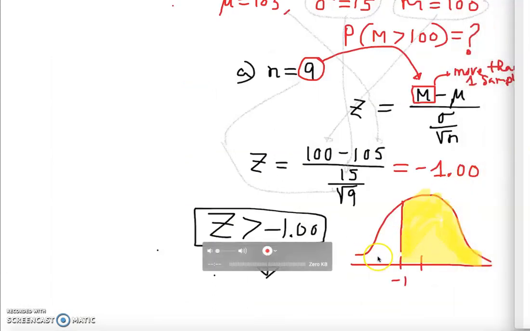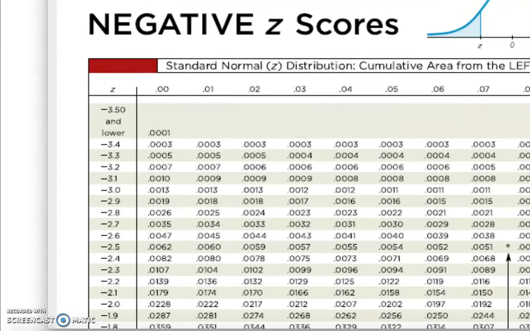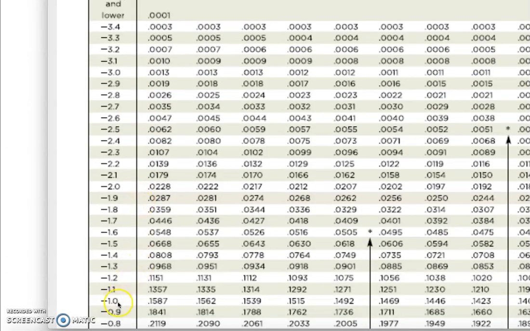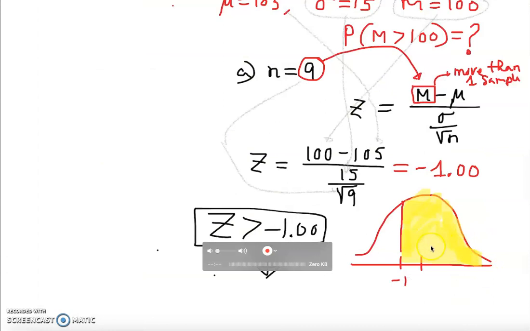The z table gives area to the left by default. So if you go to the z table and check the specific z of negative 1.00, that's 0.1587, or 15%. Look, do you think it's going to be 15% for this whole thing? No, something is wrong. The area to the right is always 1 minus the area to the left of z.